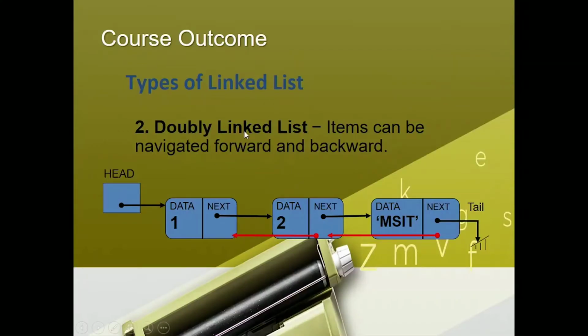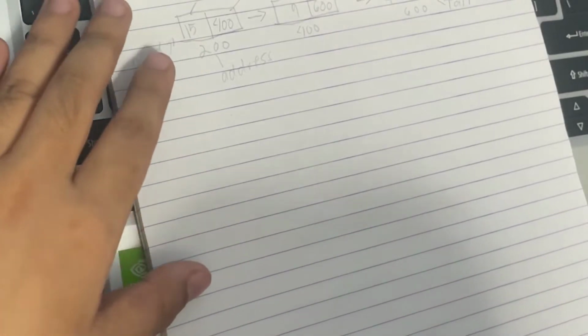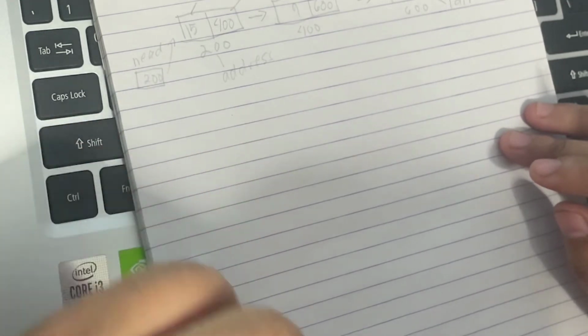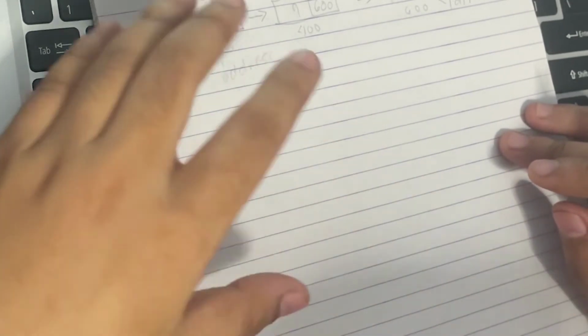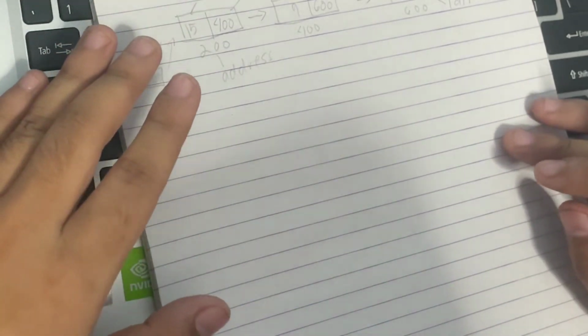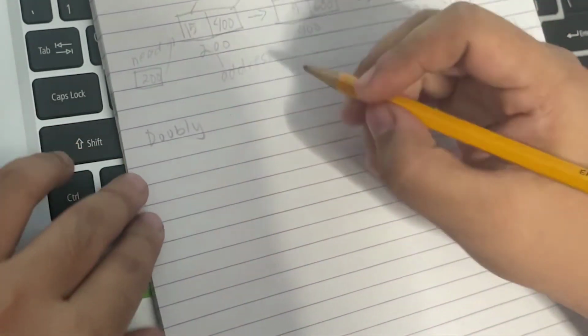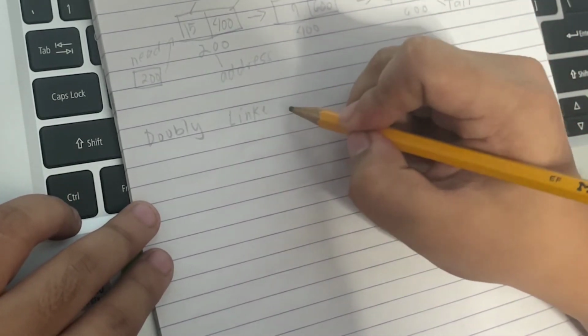Then next, we have the doubly linked list. Items can be navigated forward and backward. So it means hindi lang po siya yung forward kagaya ng single linked list, pwede ding backward. So like this, ito yung pointer forward and may backward siya. So let's have an example po. Here in doubly linked list, there are 3 parts: one is the data part, and the other two are the pointer to the previous node and the pointer to the next node. So like this po, doubly linked list.